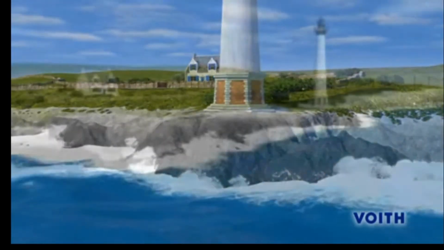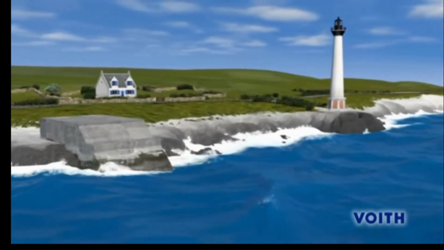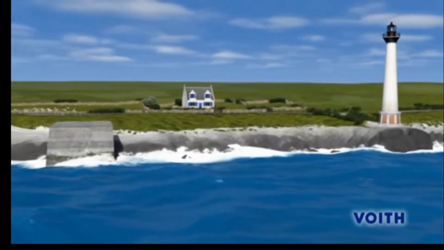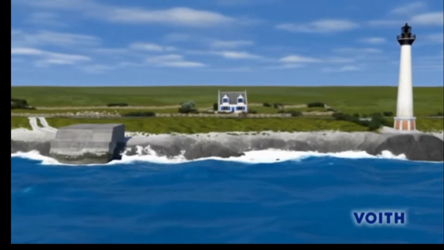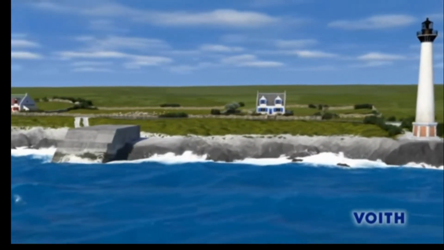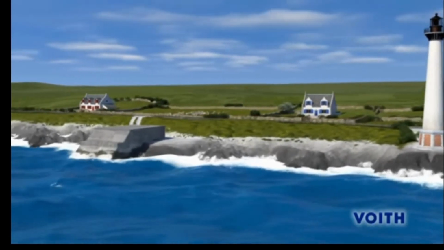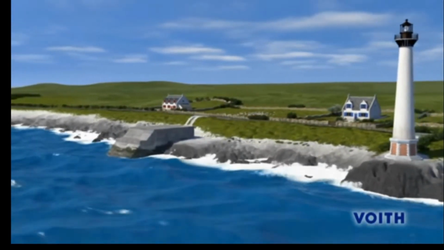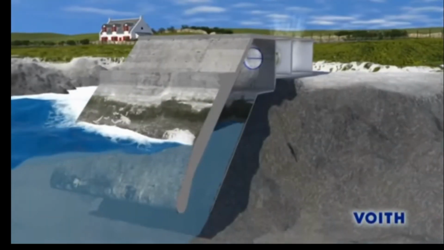Voith Hydro Wavegen is developing technologies to convert this inexhaustible energy into electric power without the emission of harmful greenhouse gases. The operating principle of this wave power station is as simple as it is ingenious.